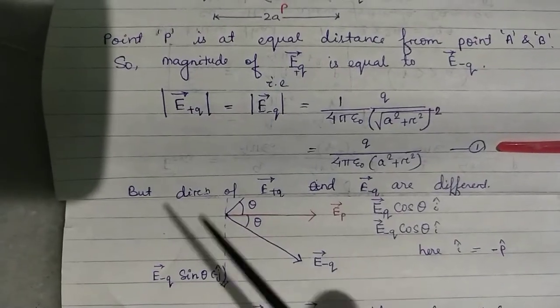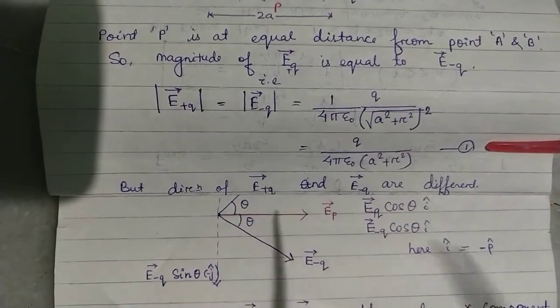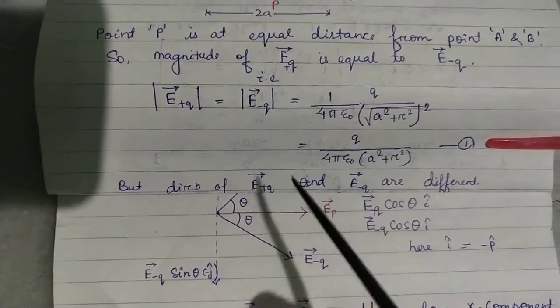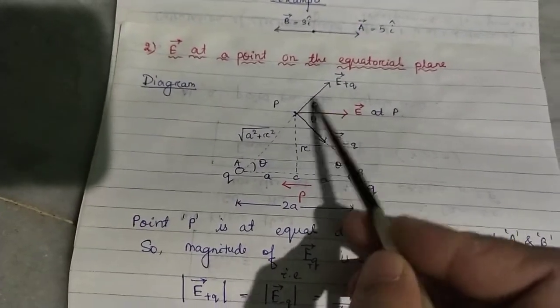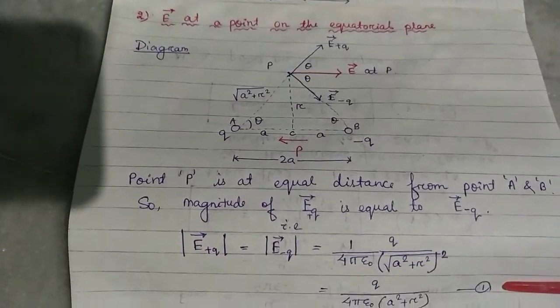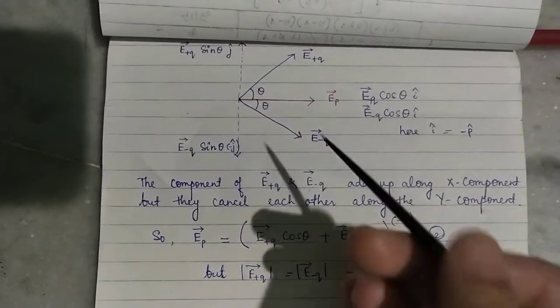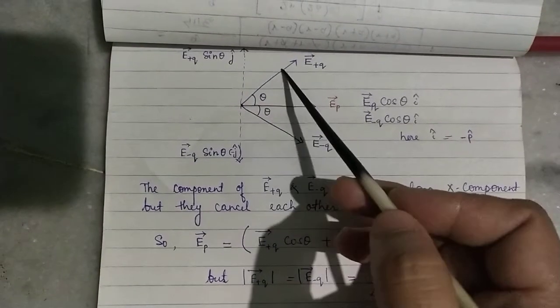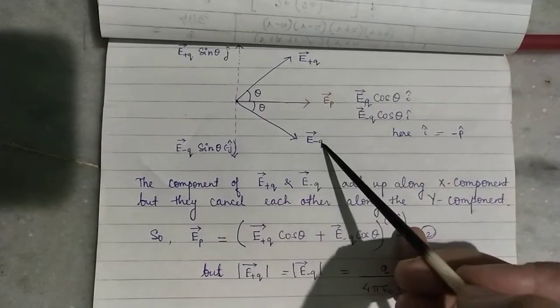But one more point we have to see here: the magnitude of the electric field for both the charges is the same, but the directions are not the same. See, the direction of this electric field is this side and this one is this side. So how to find the resultant electric field? For that, see here, now this is vector E plus Q and E minus Q.